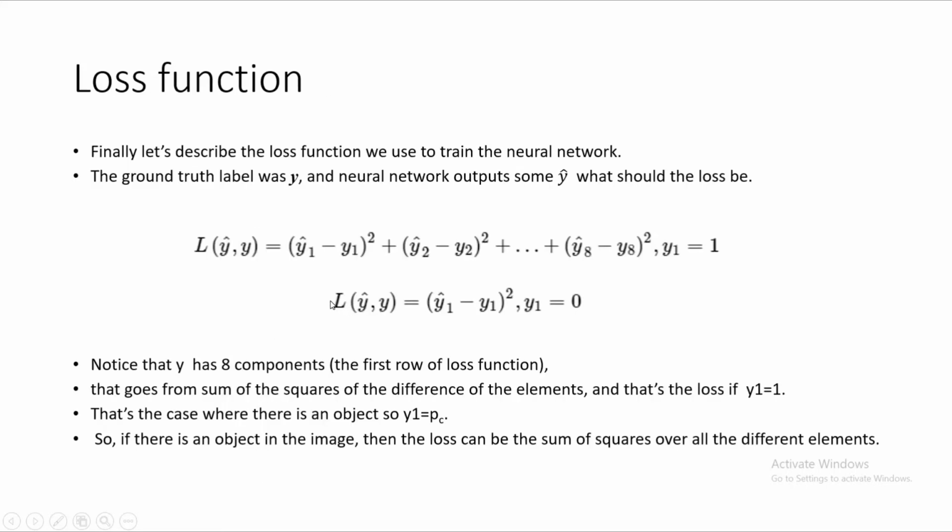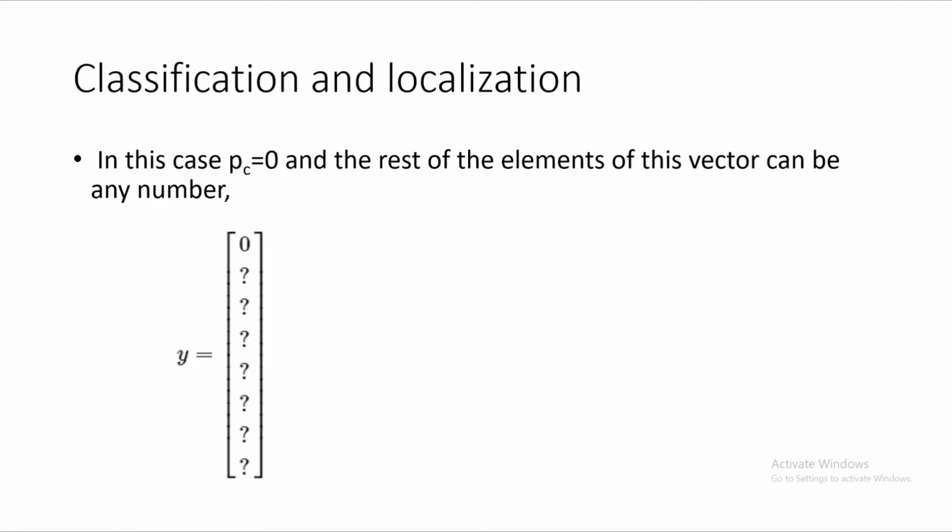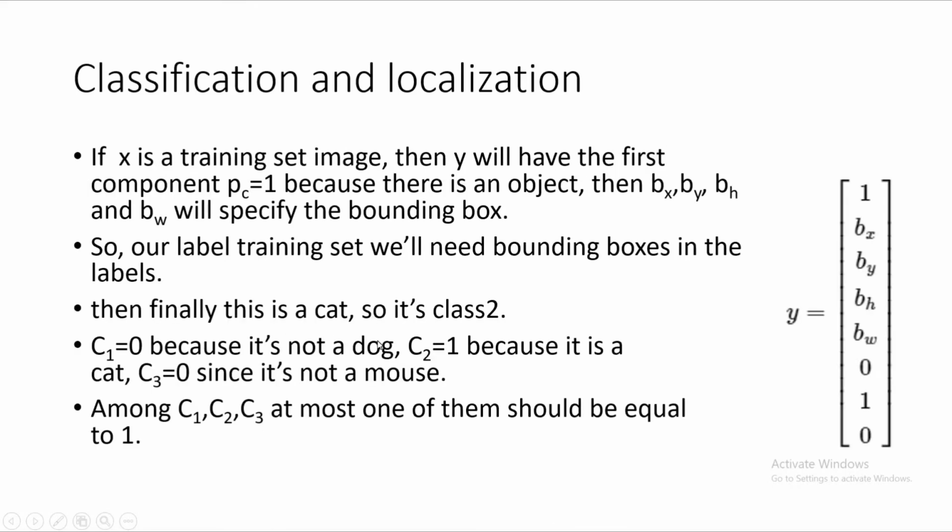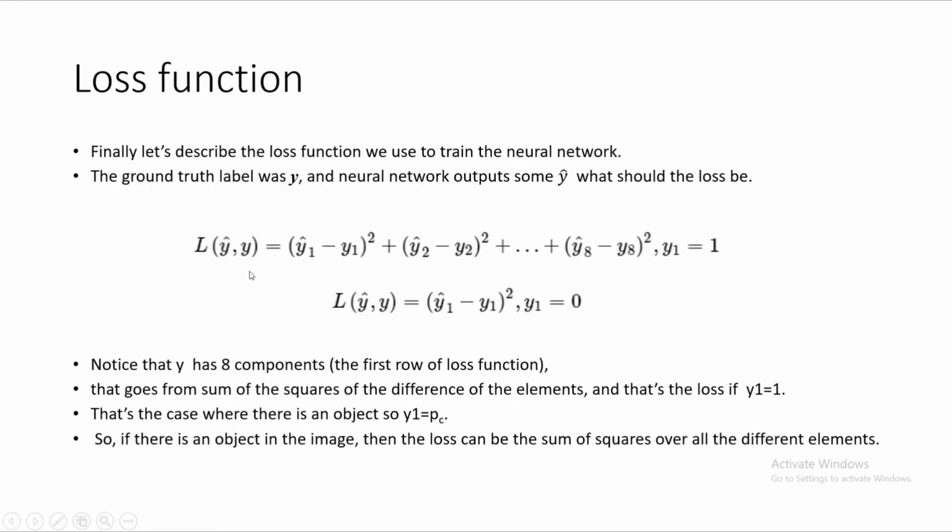Finally, once we have the training labels, or once we have this output vector, we can estimate the loss function. The loss function we use to train the neural network can be defined in this way. The ground truth is y, this is the target, and this is the output of the neural network.